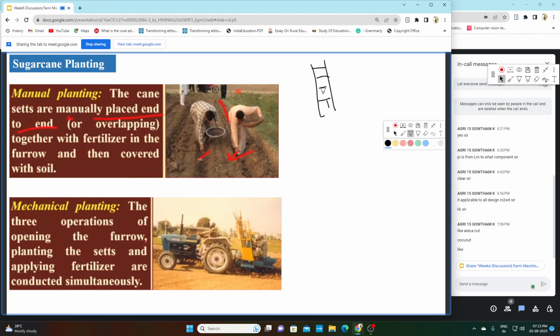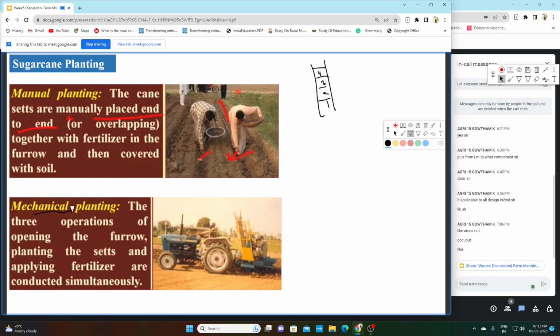So this is the first cane, this is the second cane, this is the third cane, this is the fourth cane. The border or the division, you can say, that is known as cane of sugar cane. So in sugarcane planting, we are planting these canes of the sugar cane. The cane sets are manually placed end to end or overlapping together with fertilizer in the furrow and covered with soil. This is pure theory based, so nothing to explain more.